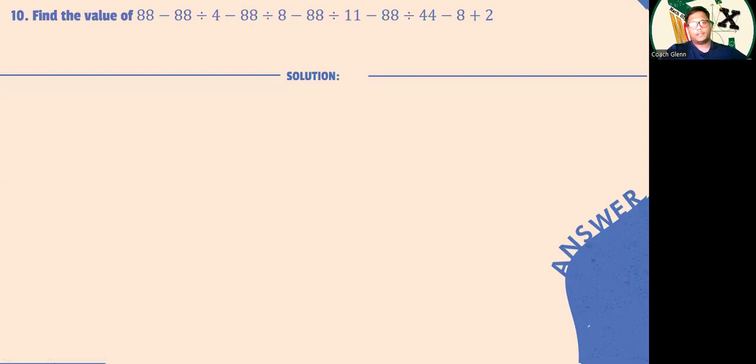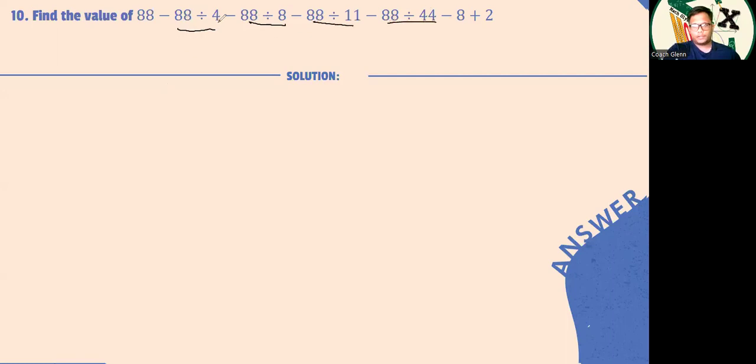Find the value of 88 minus 88 divided by 4 minus 88 divided by 8 minus 88 divided by 11 minus 88 divided by 44 minus 8 plus 2. So all we need to do is follow PEMDAS. Based on PEMDAS, we need to do divisions first. So let's underline those so that we can see them clearly.